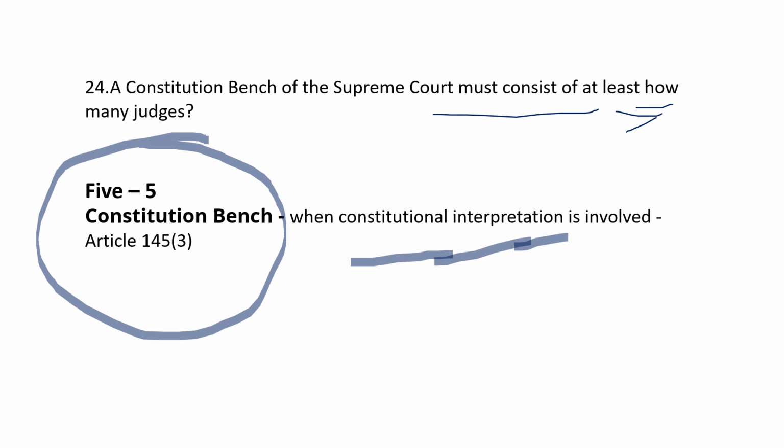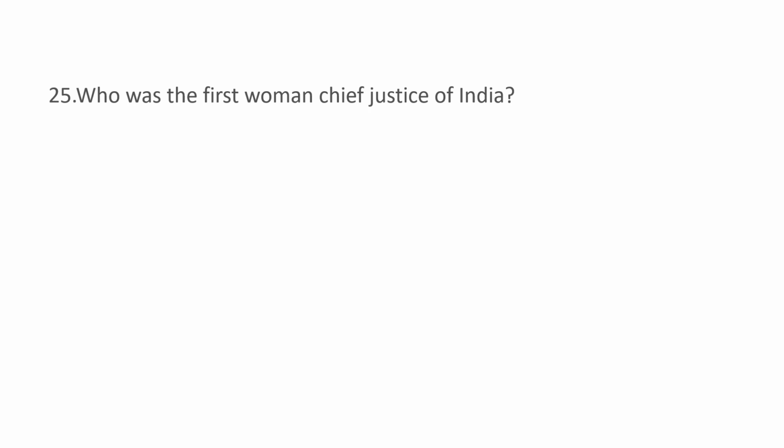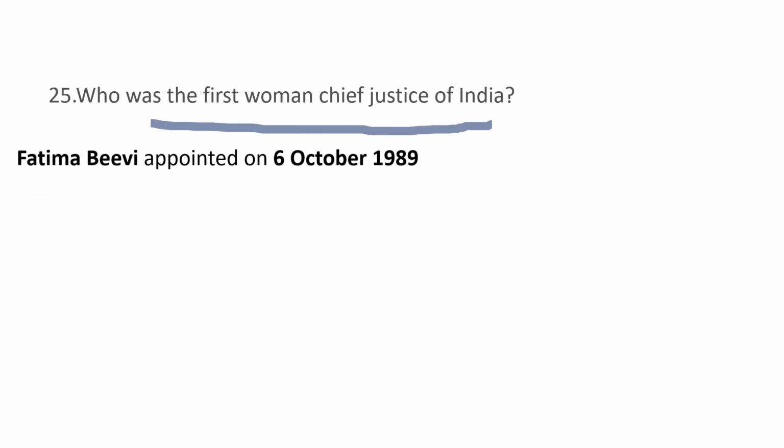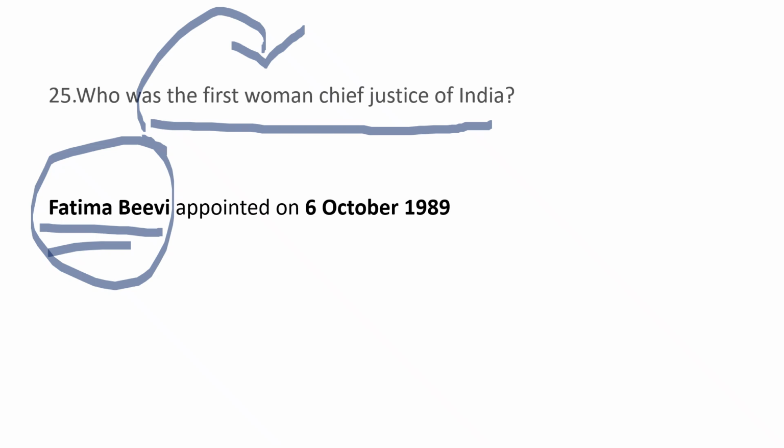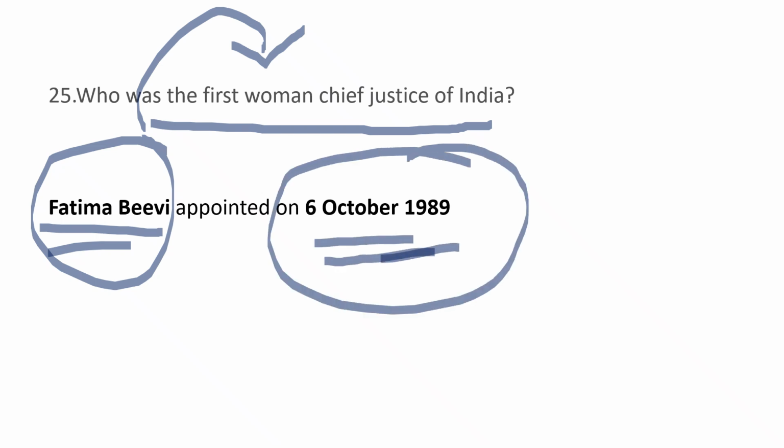The next question. Who was the first woman Chief Justice of India? The answer is Fatima Bibi. Fatima Bibi was the first woman Chief Justice of India, and she was appointed on October 6, 1989.